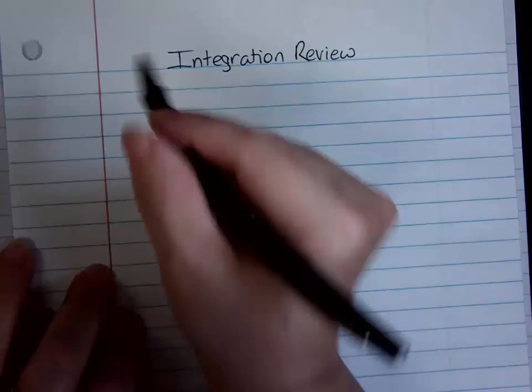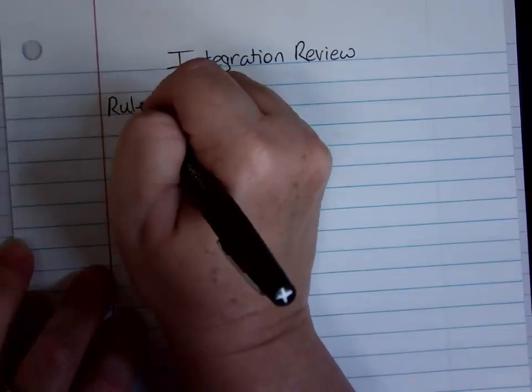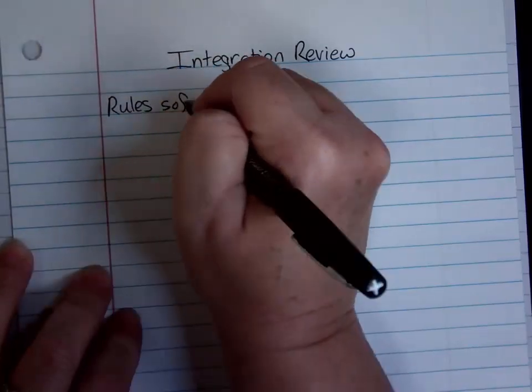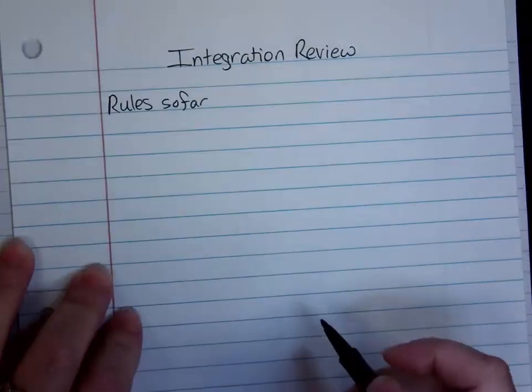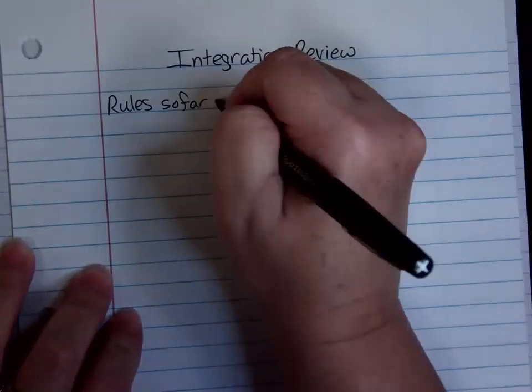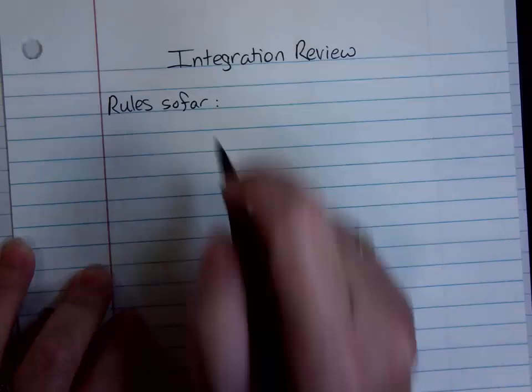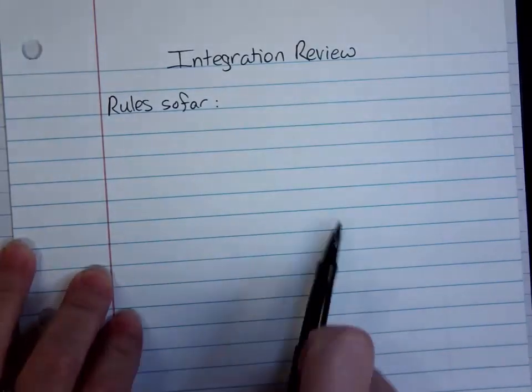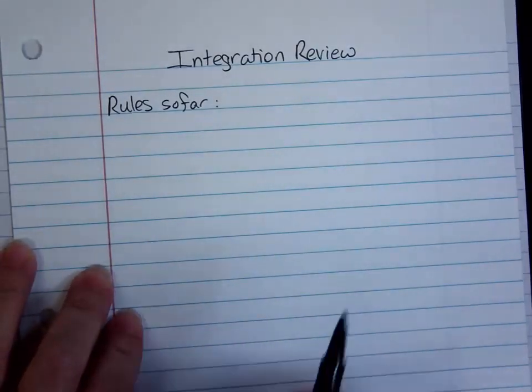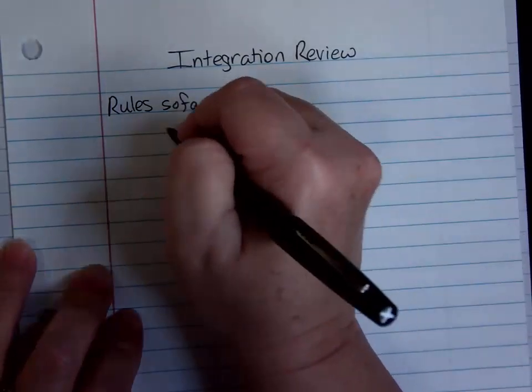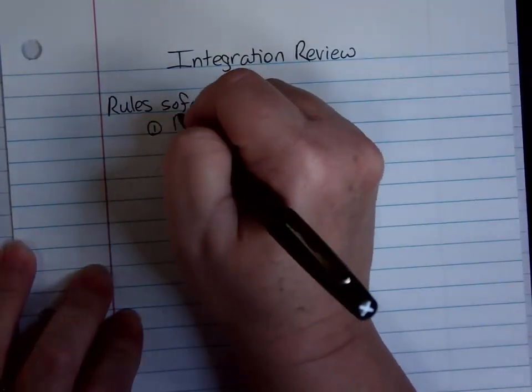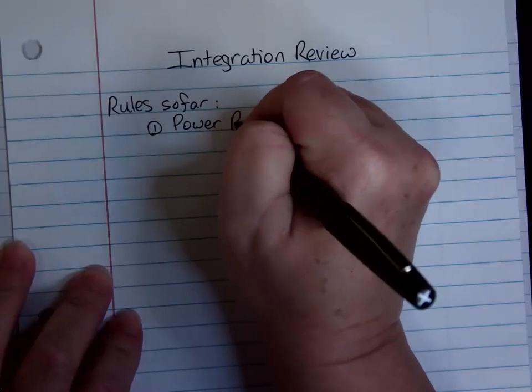So let's review the rules that we know so far. So rules so far. So far is not one whole word, but we'll just let that go. Anyway, the only rule that we really know how to use right now is the power rule.